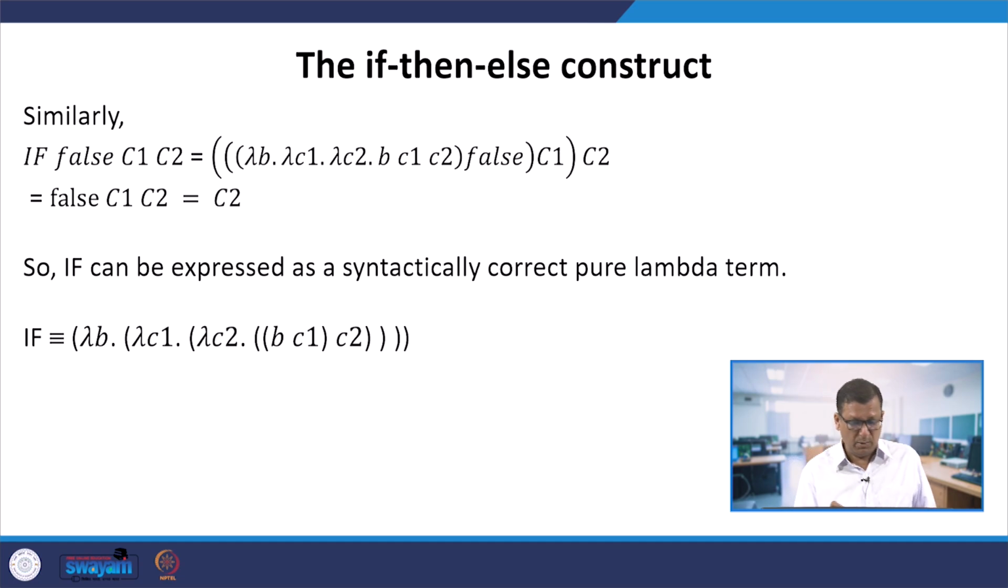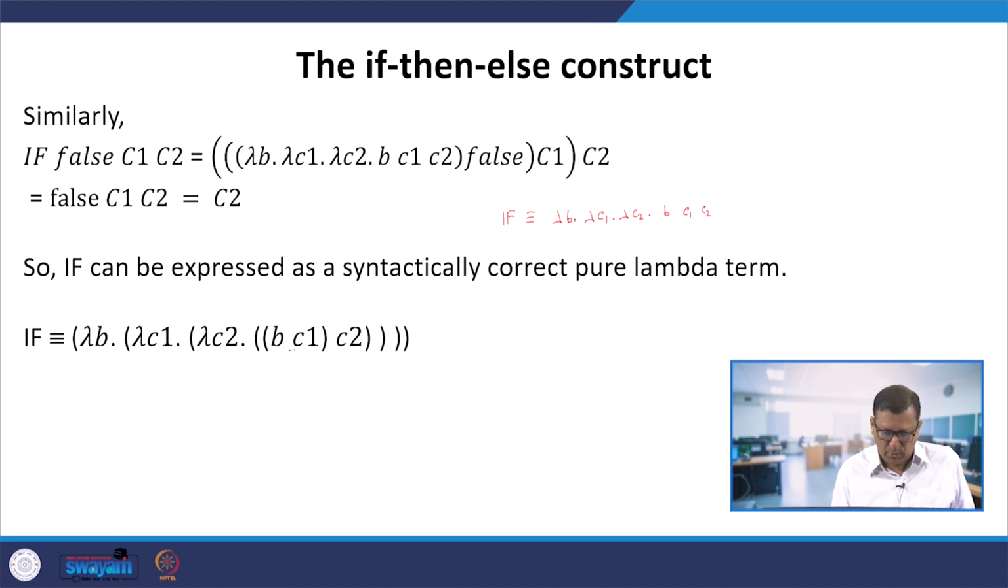Now, however, we have used a shorthand. We have written if as lambda b dot lambda c1 dot lambda c2 b c1 c2. This is a shorthand, meaning we have used the minimal number of parentheses for writing this. So now we know how to obtain a syntactically correct pure lambda term. Put parentheses all around this. So we will have too many parentheses. This will be parenthesized. Again this is m n, so this part will be parenthesized.